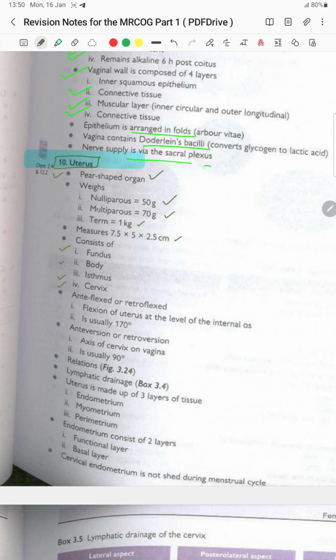It is anteflexed or can be retroflexed, and the flexion of the uterus is at the level of the internal os, and it is usually 170 degrees. Anteversion or retroversion is the axis of the cervix on the vagina, and it is usually 90 degrees.